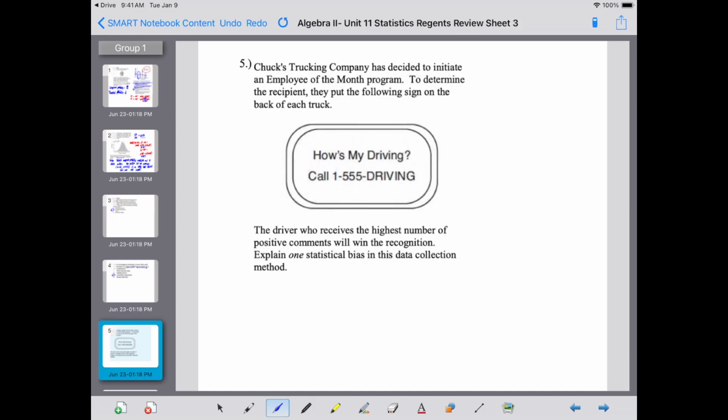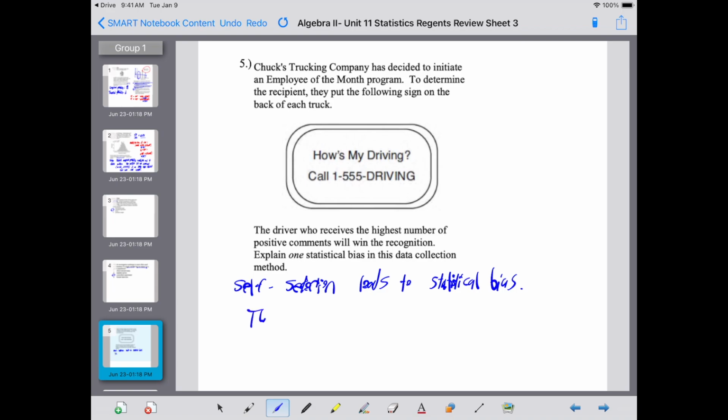Chuck's trucking company has decided to initiate an Employee of the Month program. To determine the recipient, they put the following sign on the back of each truck. How's my driving? Call 155 driving. The driver who receives the highest number of positive comments will win the recognition. Explain one statistical bias in this data collection method. Just remember, self-selection leads to statistical bias.